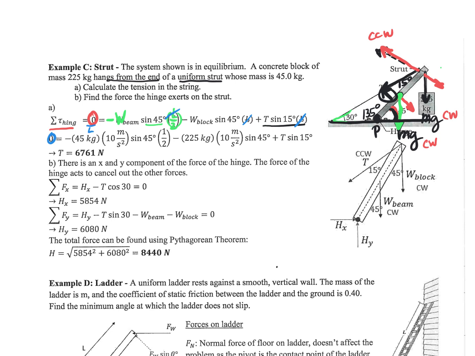So we have 1 over 2. So we plug all our numbers in and we get a grand total of tension of 6,761 newtons. That's how much tension is on that wire or whatever. Okay? The string.